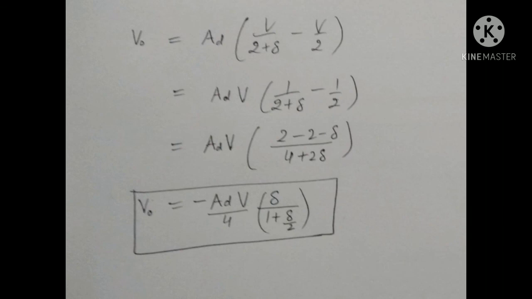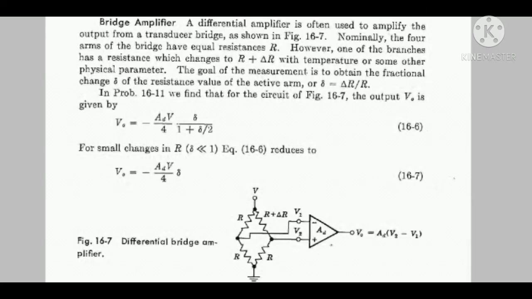So putting these values and rearranging, we get AD into V into 1 by 2 plus delta minus 1 by 2. Taking the LCM and simplifying this, we get V0 is equal to minus AD by 4 multiplied by V into delta divided by 1 plus delta by 2, which is the required equation we discussed in the beginning.